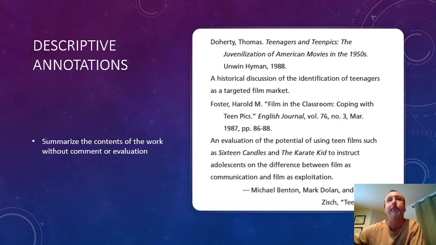So here's a couple examples on the side right here, straight out of your book. As you can see, there's just a normal works cited at the top here. I don't know if you can see my cursor on here, but then afterwards there's just a single sentence describing what that source is. So as you can see down here, like line 4, a historical discussion of the identification of teenagers as a targeted film market. Simple sentence that just very briefly says what that source is about.